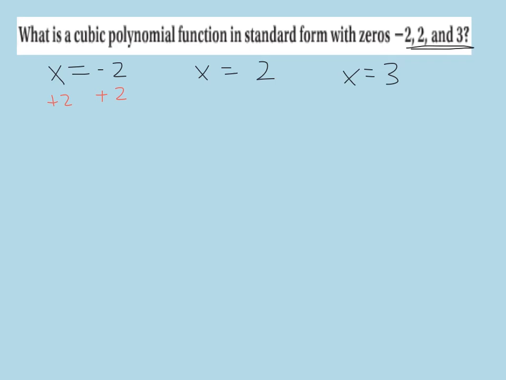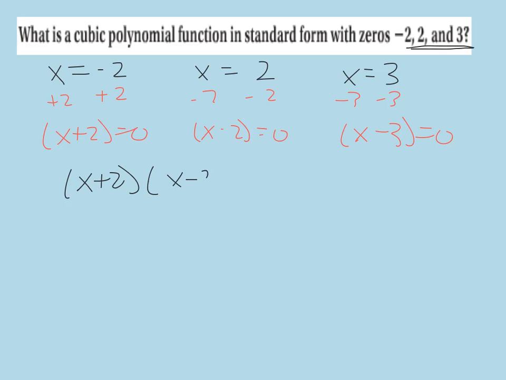I'm going to add to this first one. This is like x plus 2 then. For the second one, I have to subtract 2, because this is like x minus 2. And this third one, I have to subtract 3, so this would be like x minus 3. Once they're all equal to 0, then I want to multiply them all together. So I have my x plus 2 times my x minus 2 times my x minus 3.